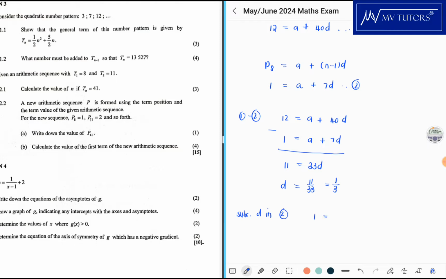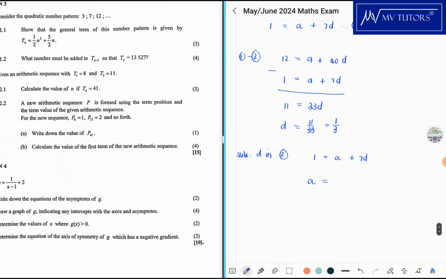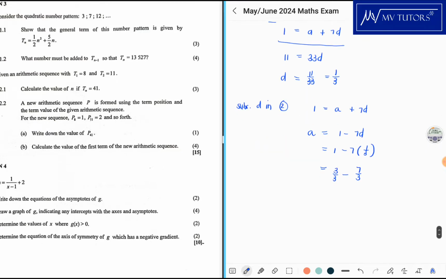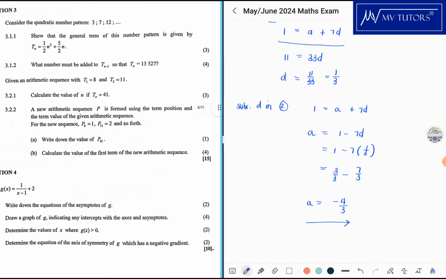Smaller numbers that I'll be dealing with. So 1 is equal to a plus 7d. I'm going to write this in terms of a. So a is 1 minus 7d, and I have the value of d as 1 over 3. Since I have a fraction here of 7 over 3, I'm just going to convert this 1 to 3 over 3. So 3 minus 7 is negative 4. So that is the value of a, negative 4 over 3. And we are done with question 3.